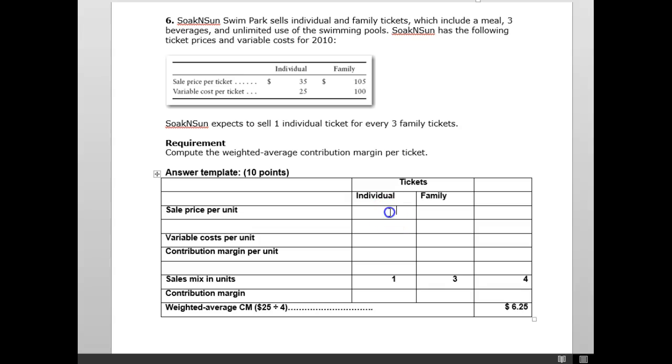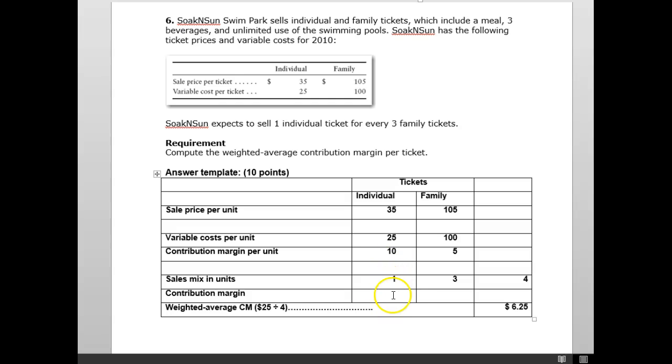Okay. So first of all, you have to total this up. And you have variables of 25, you have 105, and a variable of 100. So with this, now you're going to figure out the contribution margin for each one of these scenarios. So this one's 10, and this one's 5. Now remember, you're trying to weight these. And this is your sales mix.